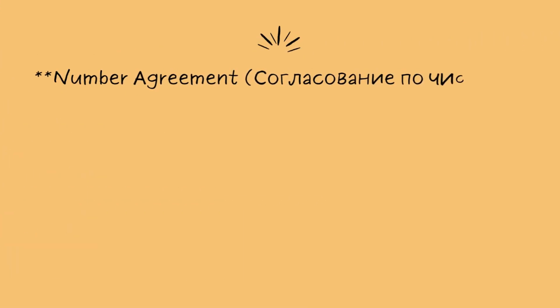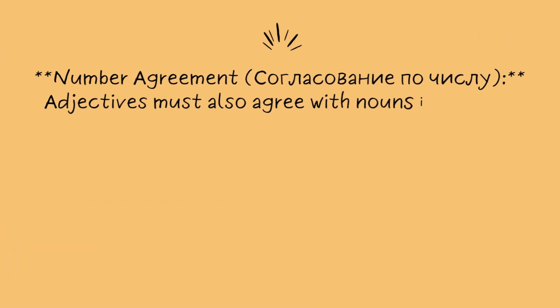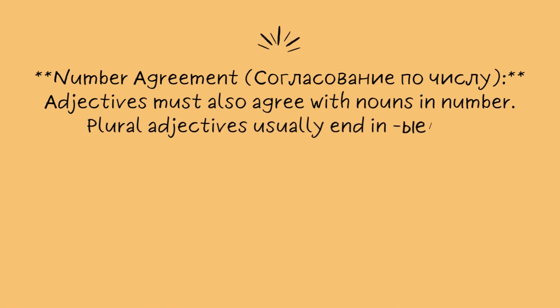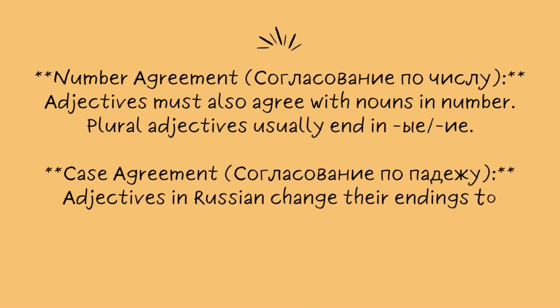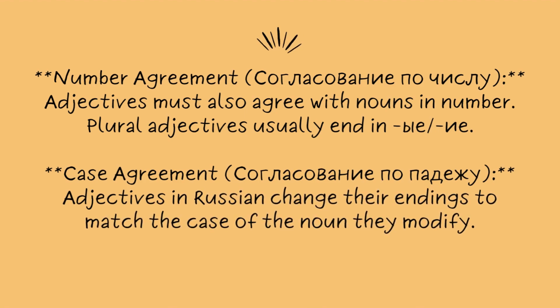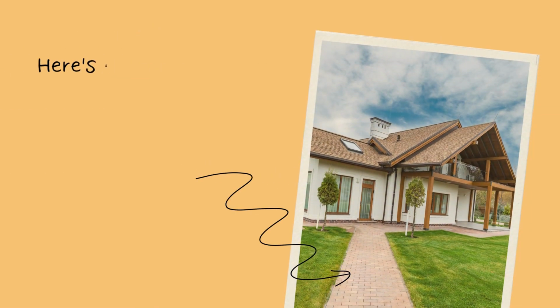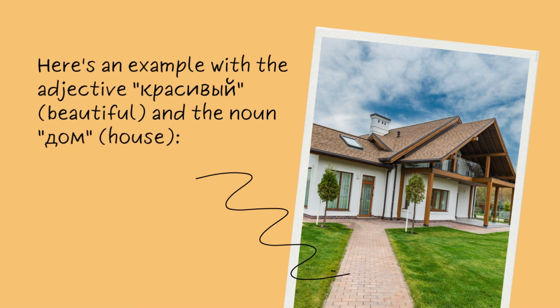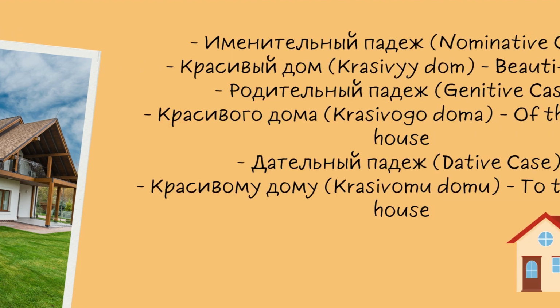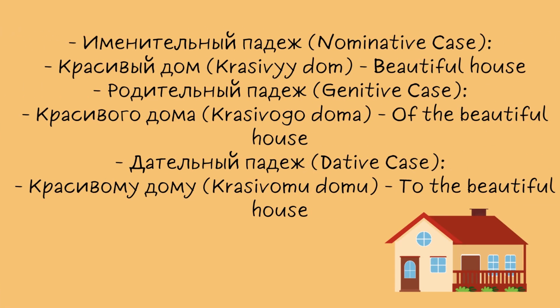Number agreement, согласование по числу. Adjectives must also agree with nouns in number. Plural adjectives usually end in «ие». Adjectives in Russian change their endings to match the case of the noun they modify. Here's an example with the adjective красивый, beautiful, and the noun дом. Красивый дом, beautiful house. Родительный падеж, красивого дома, of the beautiful house.